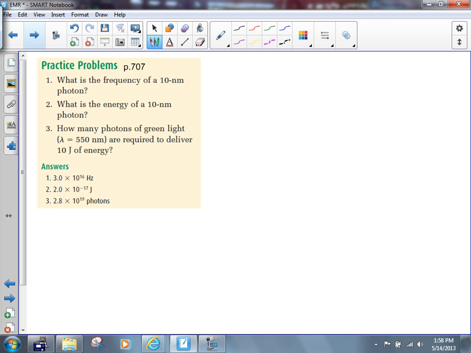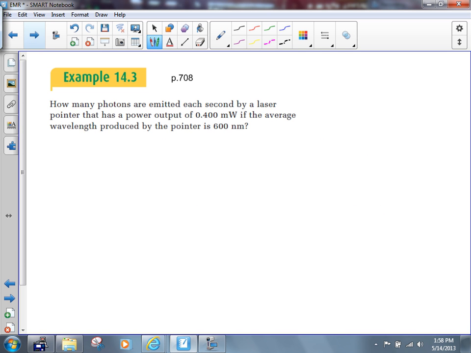We have some practice problems on 707 as well, and we have one more example that we want to finish up here today. It says, how many photons are emitted each second by a laser pointer that has a power output of 0.400 milliwatts if the average wavelength produced is 600 nanometers? This one's the toughest of the three, I think. We're looking for the number of photons. The last time we were asked for a number of something, it was the number of electrons. And we took the total amount of charge and divided it by the charge of one electron. Here we're looking for a number of photons. So it's going to be the total something divided by the something for one. But since it's photons, it's not going to be charge.